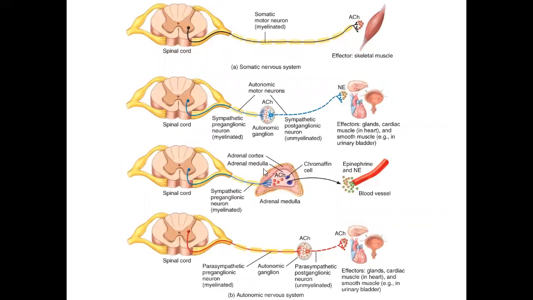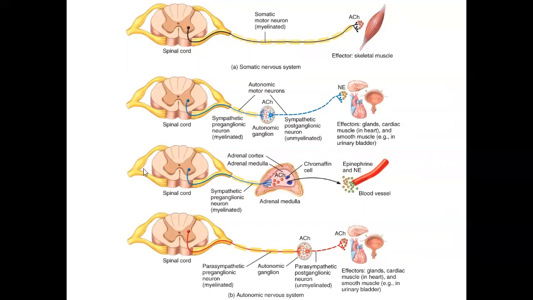Now, looking here on this next page, which I've skipped over once already, we see a comparison. At the top, I would highlight that this is the somatic. I can tell you that not only because it's labeled, but we see the signal coming out of the spinal cord, traveling all the way to our skeletal muscles, which are the effectors. One neuron going the whole way.